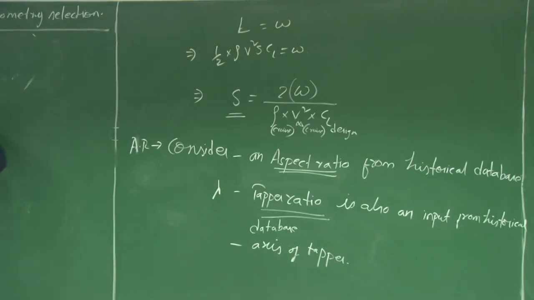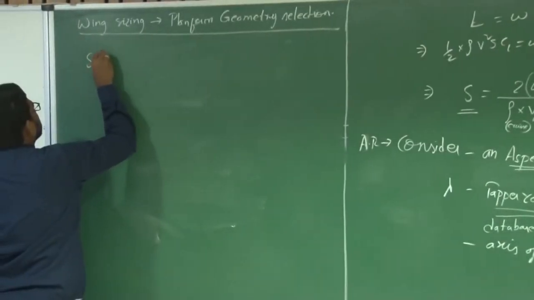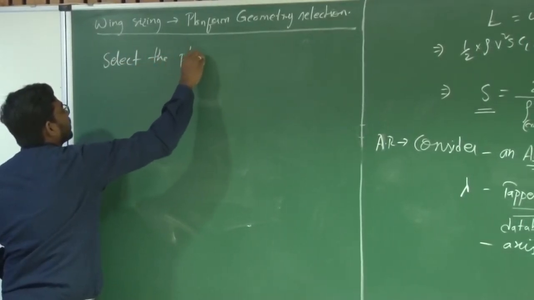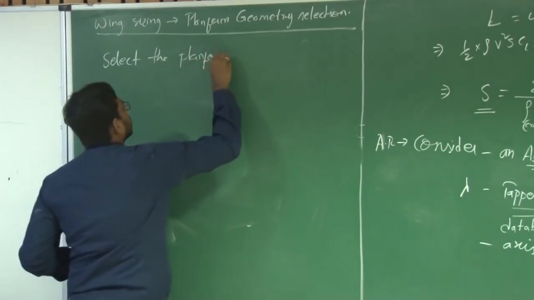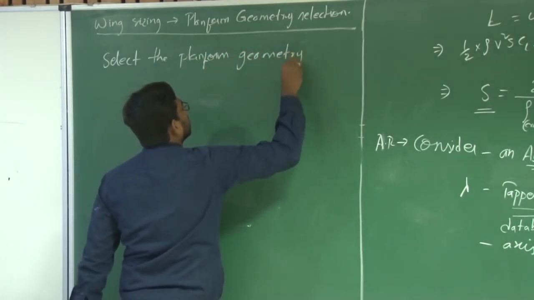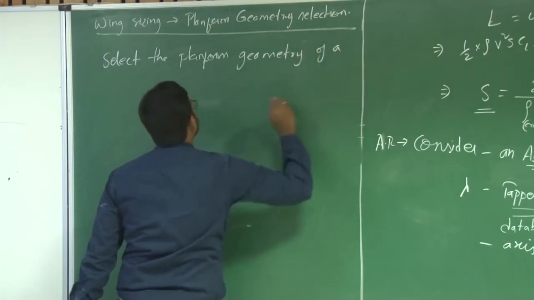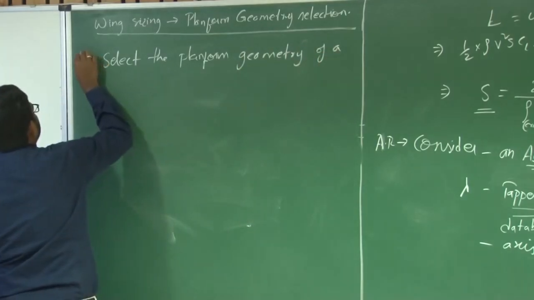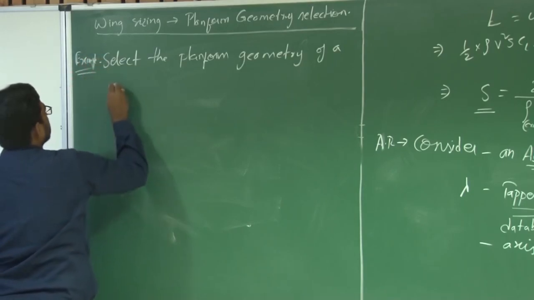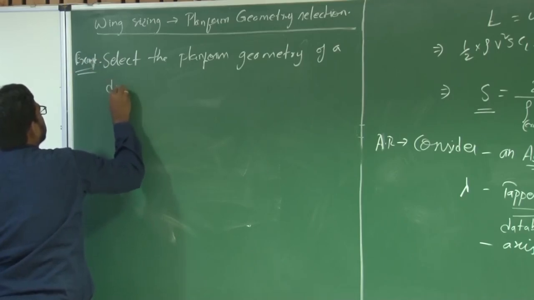Now let us take a small example. Select the planform geometry of a delta wing UAV.